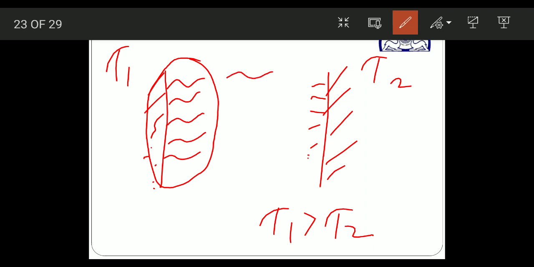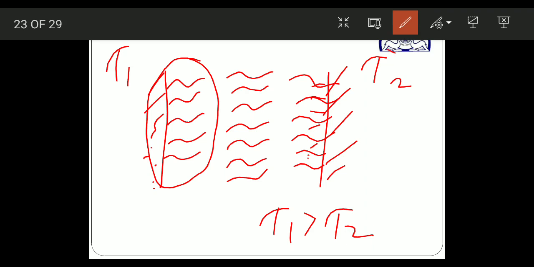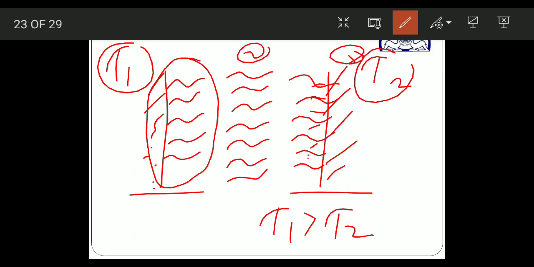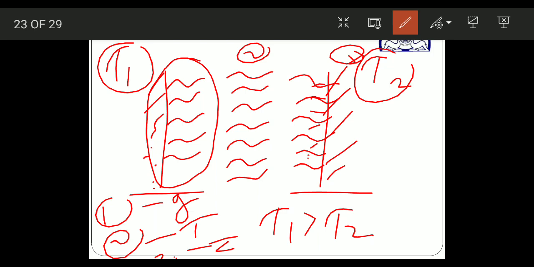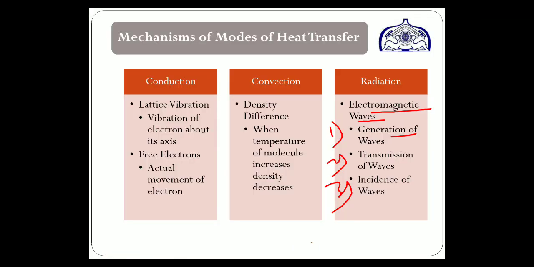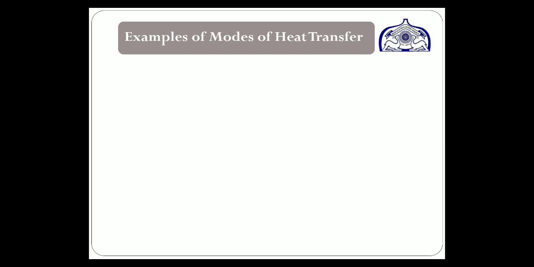And these waves are transported through the space, and after that these radiations are incident on the body 2, and in this way heat is transferred along with the electromagnetic waves from one body to another body. So there are three mechanisms. First is generation, second is transportation, and third is incidence of the waves on the next body, and in this way heat is transferred from one body to another body. Now let us see some examples of the modes of heat transfer.